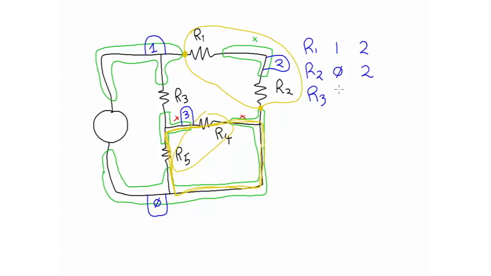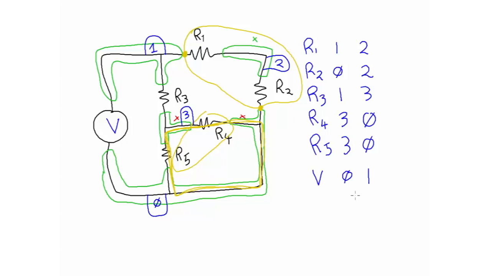R3 is connected between node 1 and node 3. R4 is connected between node 3 and node 0, and R5 is connected between node 3 and node 0. Okay, so now you see I've listed all the branches in the circuit. There's the voltage source as well. I could be complete, and I could put him in there as well, and he goes from node 0 to node 1.